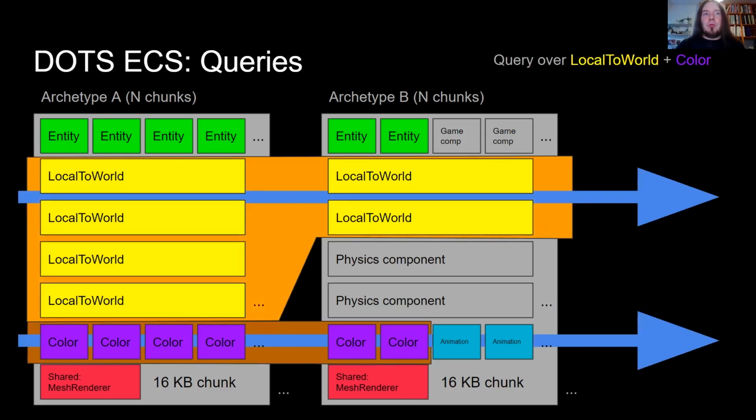The main way of processing DOTS ECS data is ECS queries. A DOTS query is an inner joined query over a set of components. Each archetype is matched against the query component set. If the archetype contains all of the query components, all chunks of that archetype are included in the query. The query processes through the selected component arrays of each chunk. Only the components in the query are touched. Other unrelated data is not touched, resulting in almost perfect cache line efficiency. Since the chunk component arrays are contiguous, the Burst compiler can efficiently auto-vectorize the inner iteration loops.